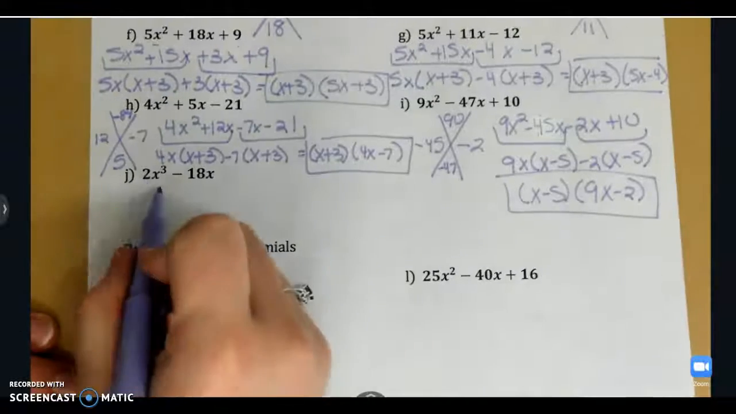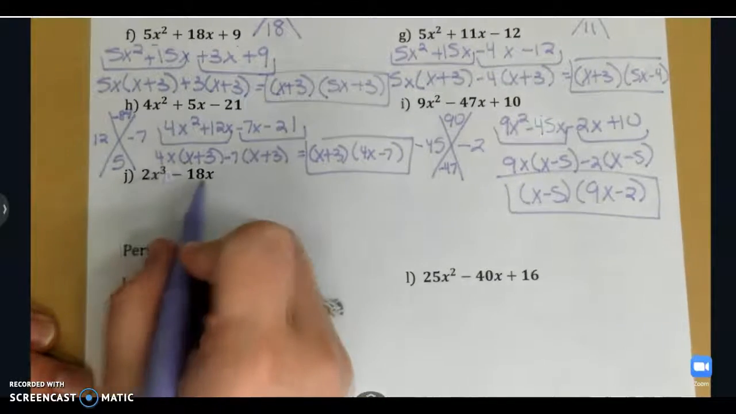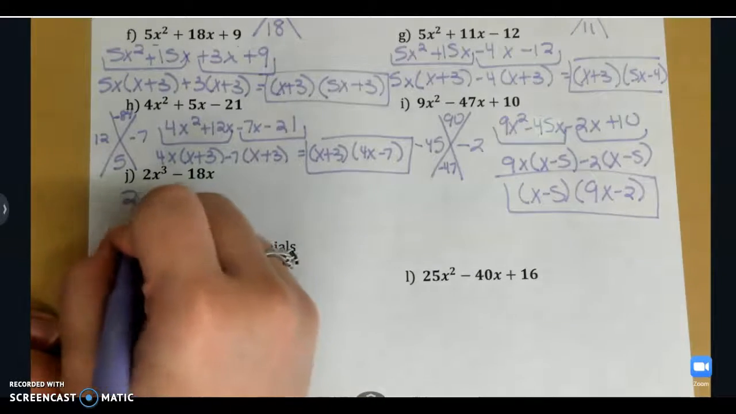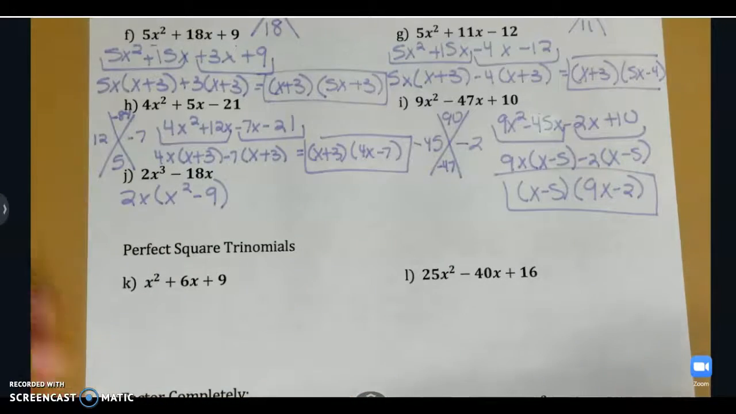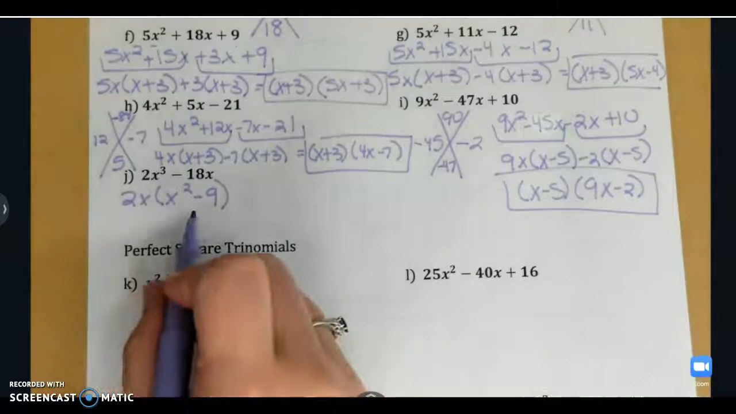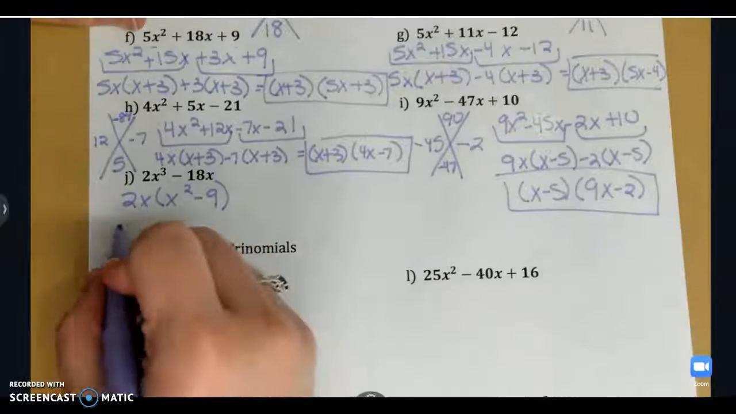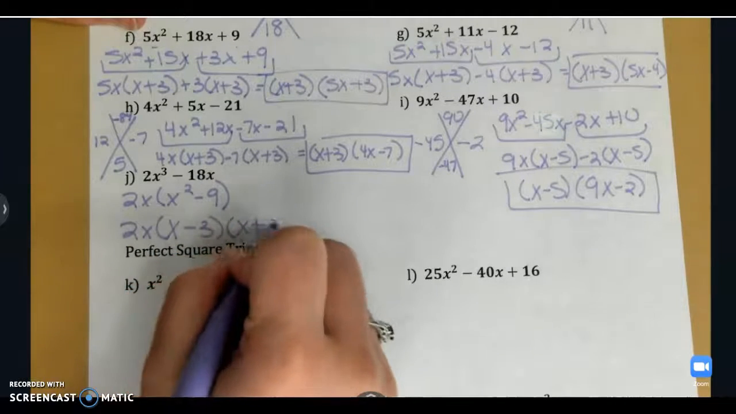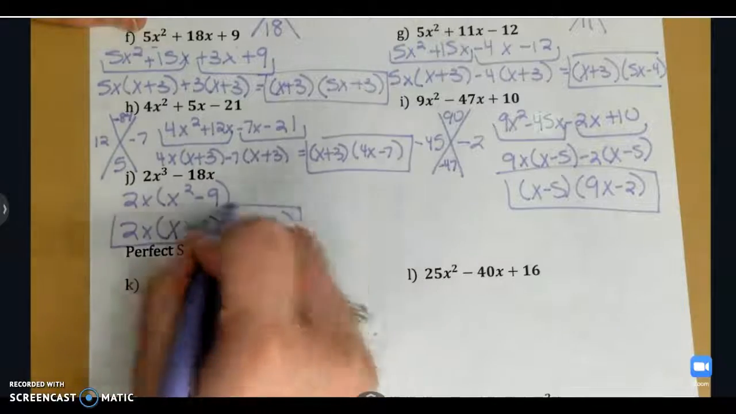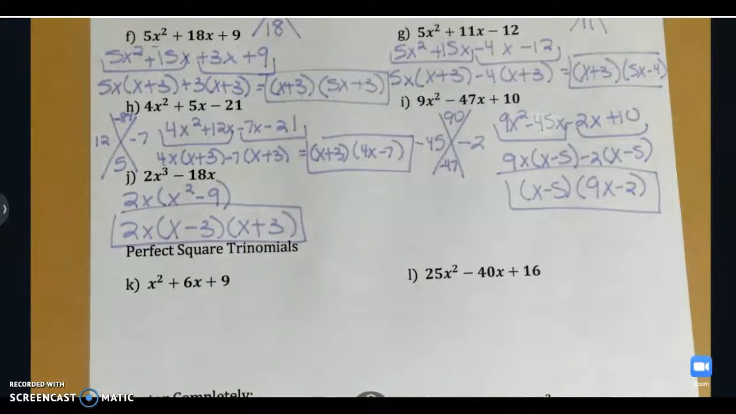Then on J, between 2x cubed and 18x, I can factor out a 2x, and that's going to leave me with x squared minus 9. Now, recall from the first day that we factored polynomials, this is a difference of squares. So that's going to be x minus 3 times x plus 3. And again, any of these we can double check by foiling.